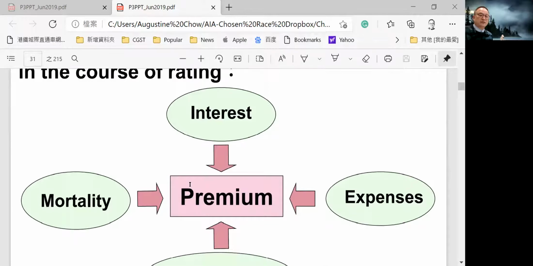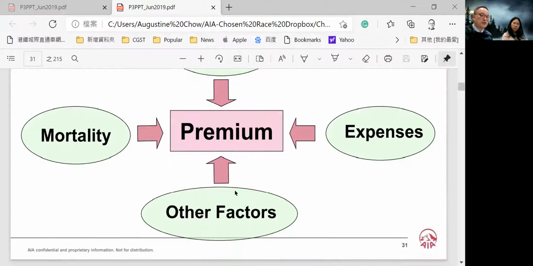There are three factors. The expenses are the marketing expenses, commission expenses, rental expenses, everything, as a percentage of the premium. And the interest rate is a forecast projected interest rate according to a projected investment return. That investment return may or may not be the same, sometimes more, sometimes less. If it's more, it will accumulate into the pool. It will become a factor for the bonus we pay out.